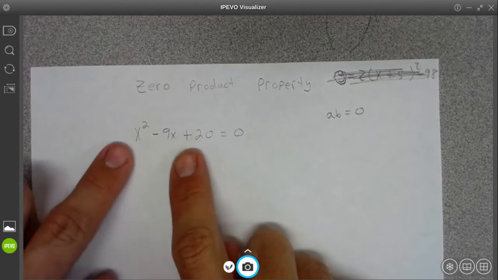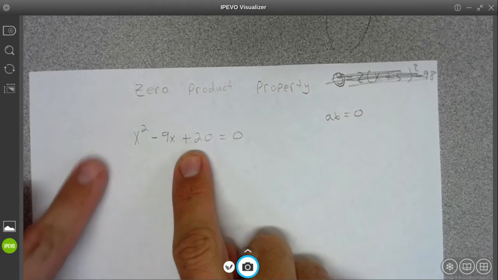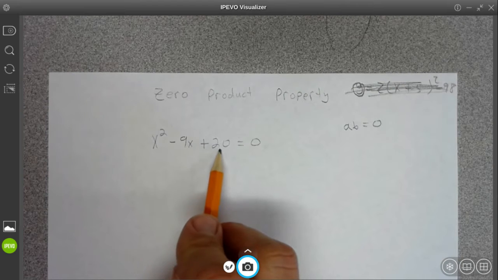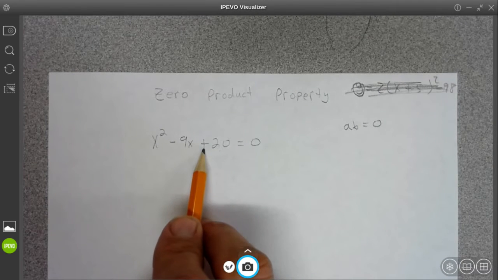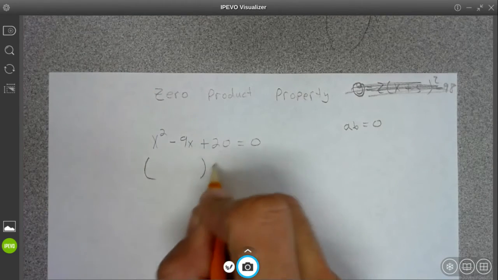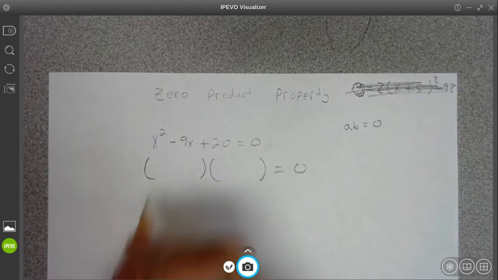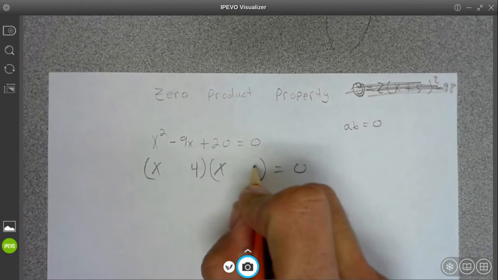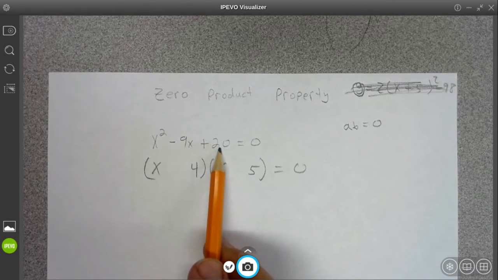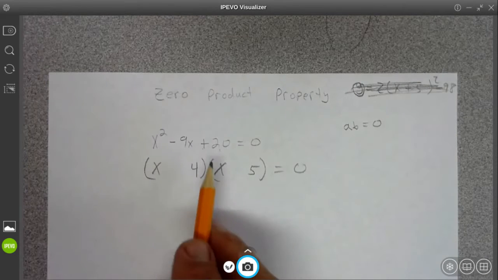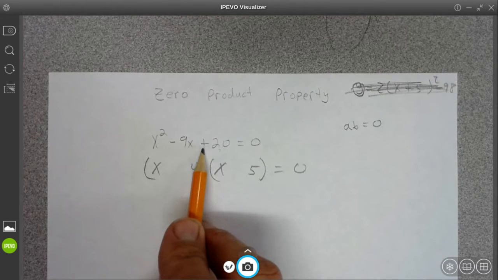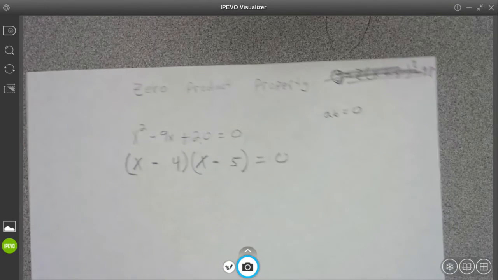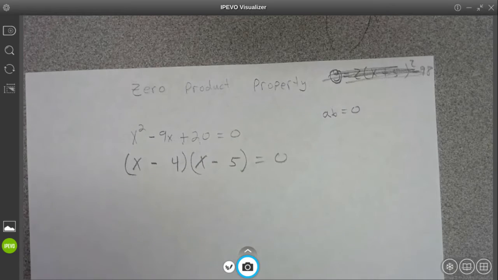All right, what we're going to do is factor this quadratic. I'll show you why it's called the zero product property in a sec. So two numbers that multiply to 20 and add up to 9. X and x give you x squared, so it's got to be a 4 and a 5. They multiply to 20 and add up to 9. They're the same signs, and they both have to be positive.